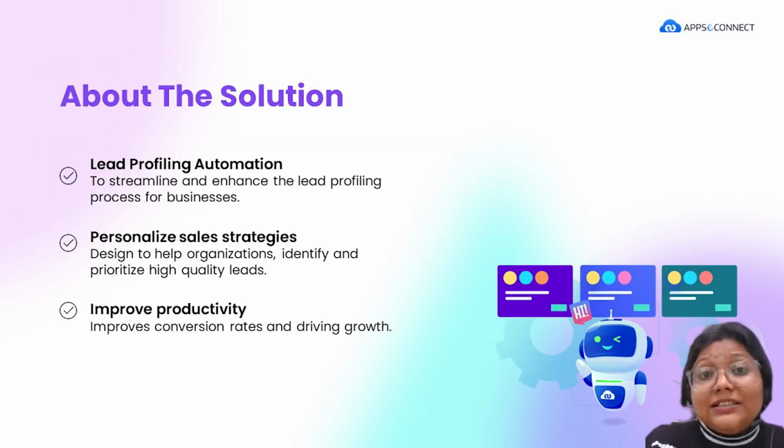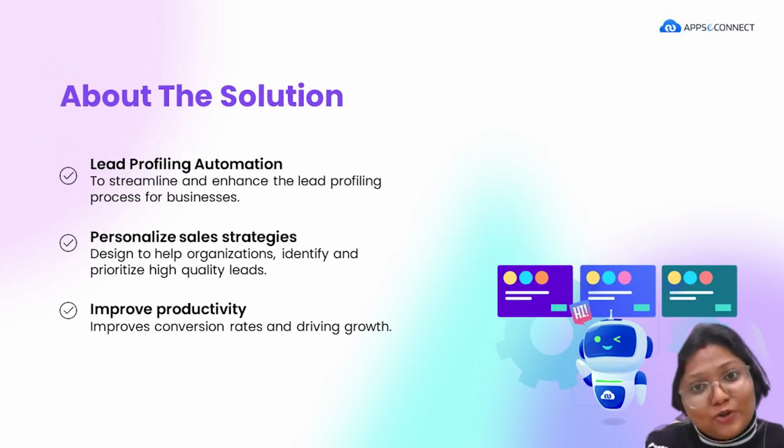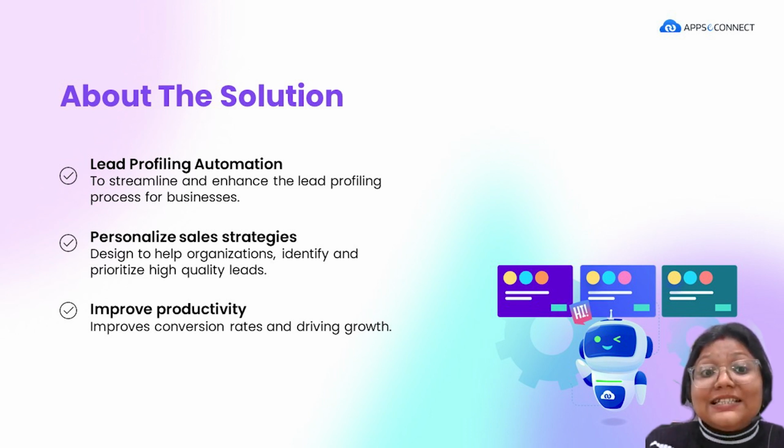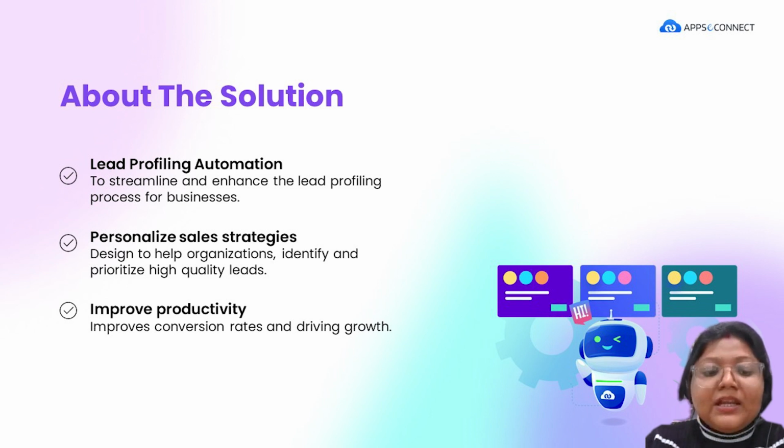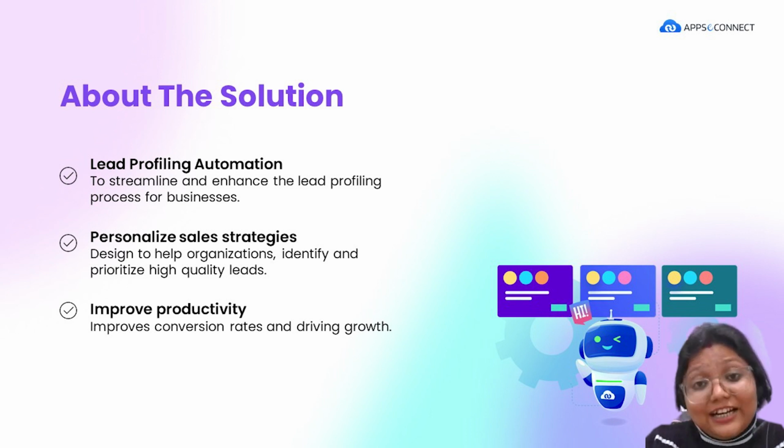Now, let's discover the game changer, which is lead profiling automation. Lead profiling automation is designed to streamline and enhance the lead profiling process for businesses. This system not only personalizes sales strategies but also helps organizations identify and prioritize high quality leads, thereby improving productivity, conversion rates, and driving growth. By automating this aspect of the sales process, businesses can reduce the time and resources spent on manual sorting, allowing for a more efficient and targeted approach.